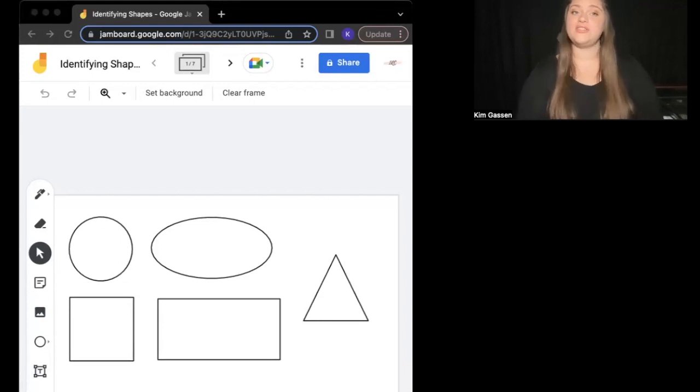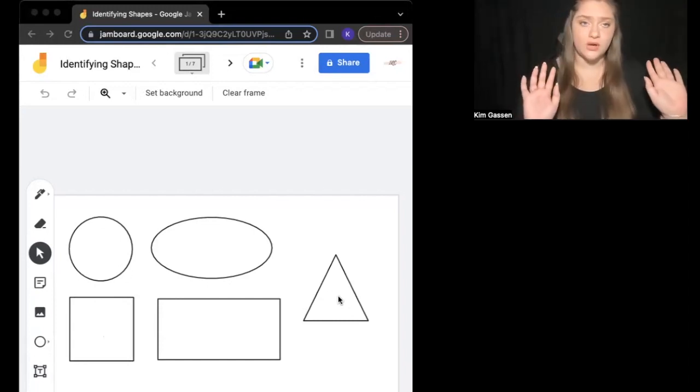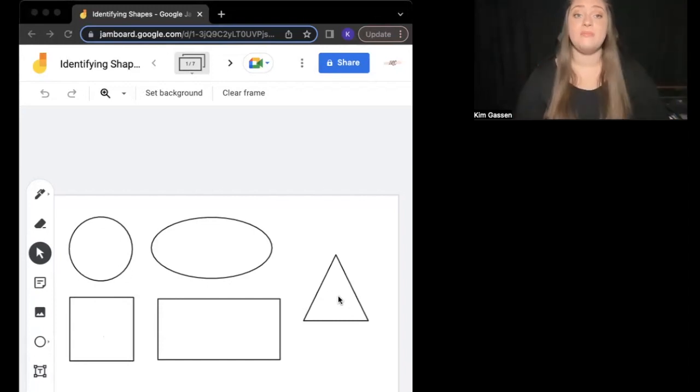Today, we're going to learn circles, ovals, squares, rectangles, triangles, okay? Now, some of those might be easy words, and some of those might be brand new words. But by the end of the day today, we will know them all, okay?